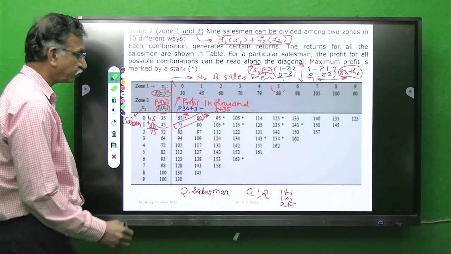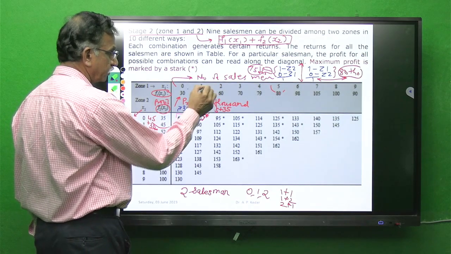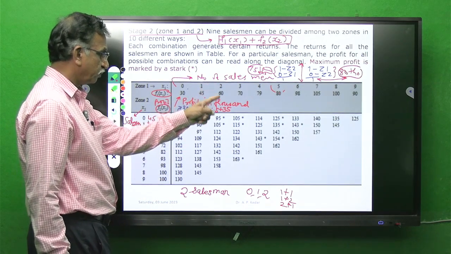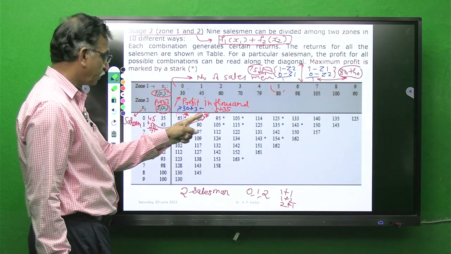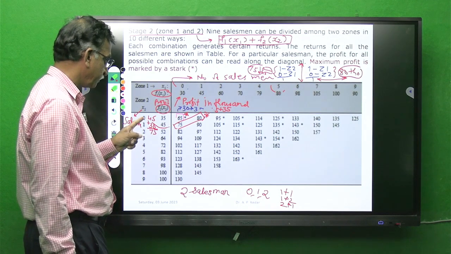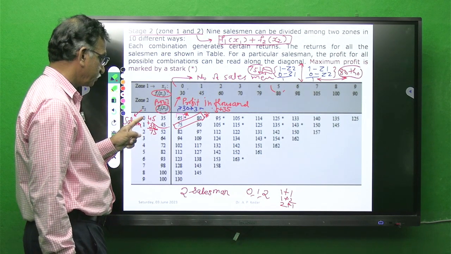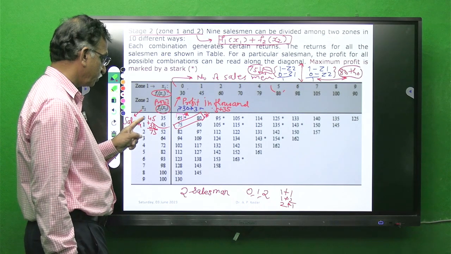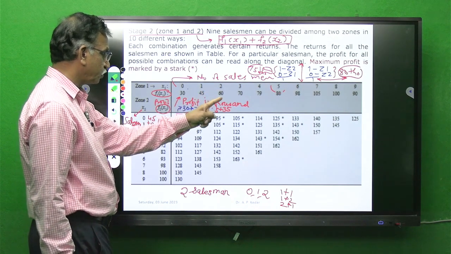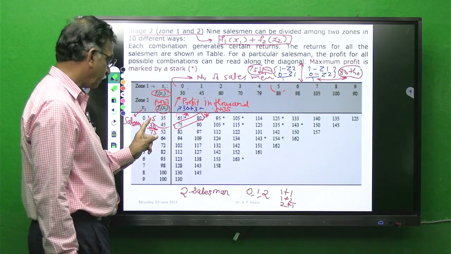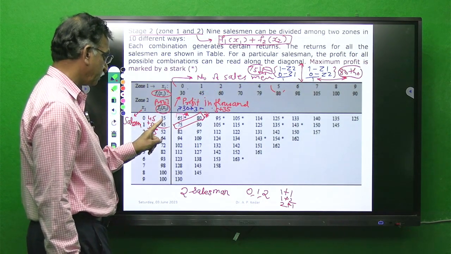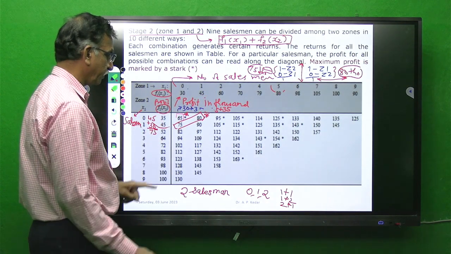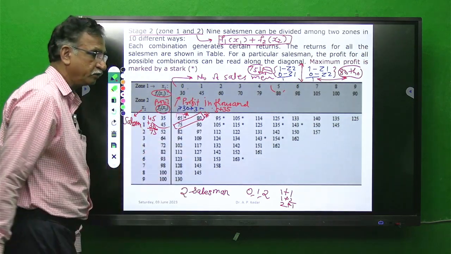See here, for the combination of these two salesmen, suppose I take these two. If I take these two, I have to take 0 from zone 2. So 0 plus 2 is 2. I have to add this value. 60 plus 35, it will be 95. So one value is 95.